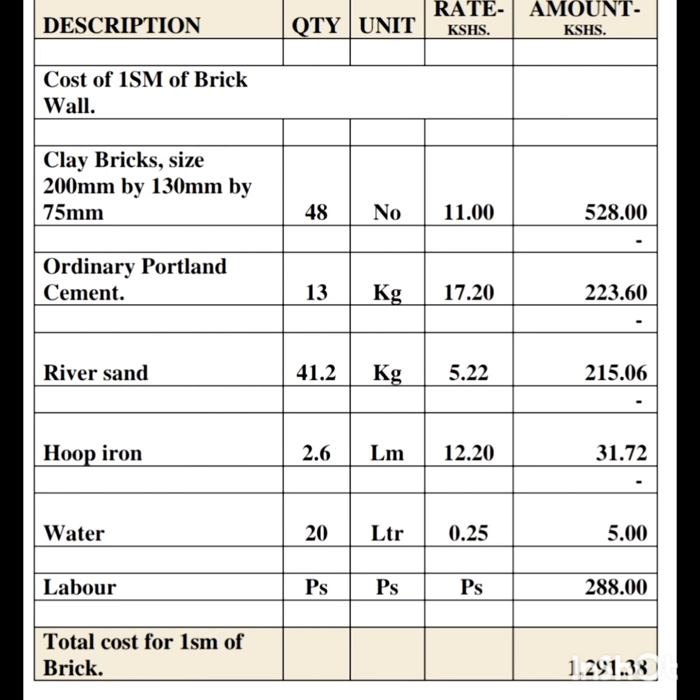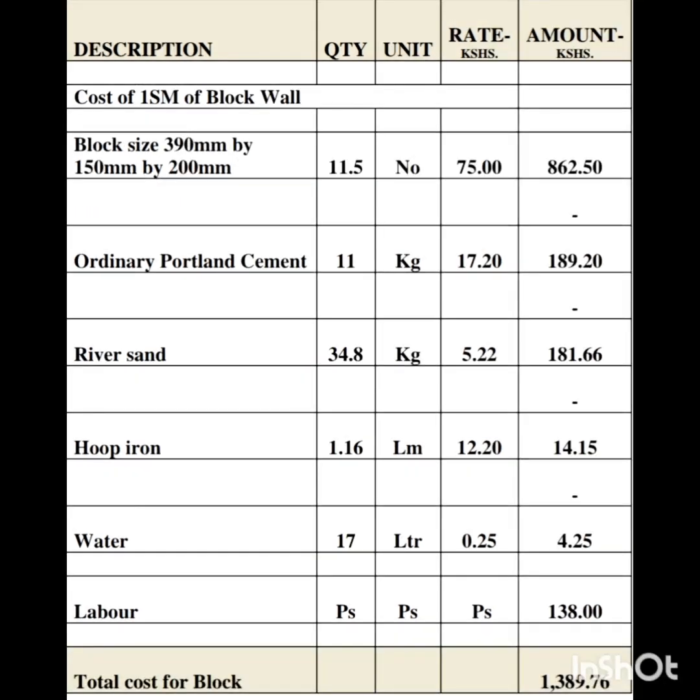So this is the cost of building 1 square meter of a brick wall, excluding other things like running cost and VAT for the contractor. Now when you look at the block wall, the same size 1 square meter, we are having 11.5 pieces of the blocks per square meter.